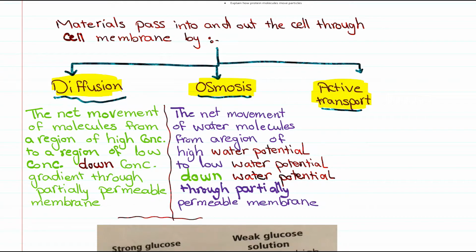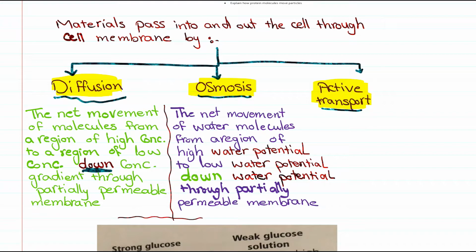First, diffusion is defined as the net movement of molecules from a region of high concentration to a region of low concentration. So we are moving from high to low concentration, down the concentration gradient, through a partially permeable membrane. Any particles or molecules which move like this are diffusing. So the process is called diffusion.